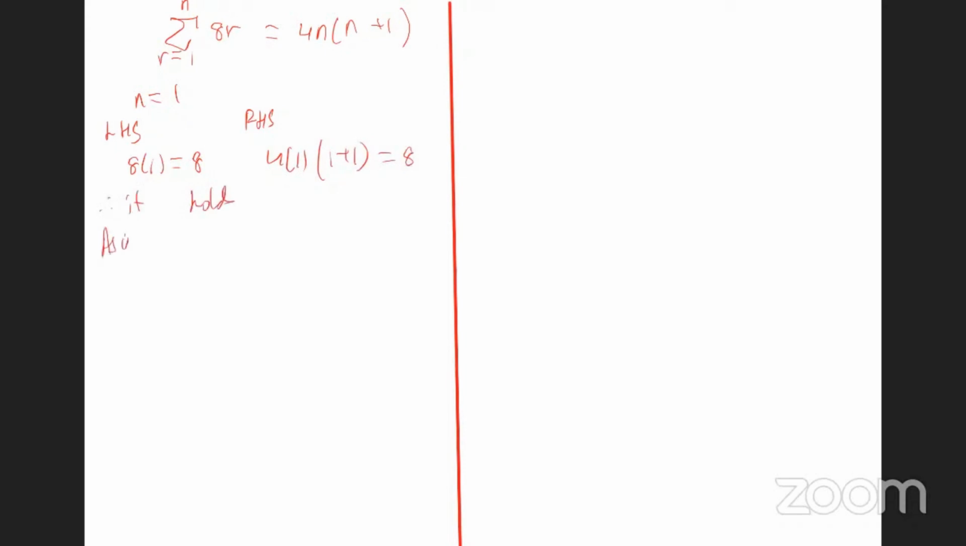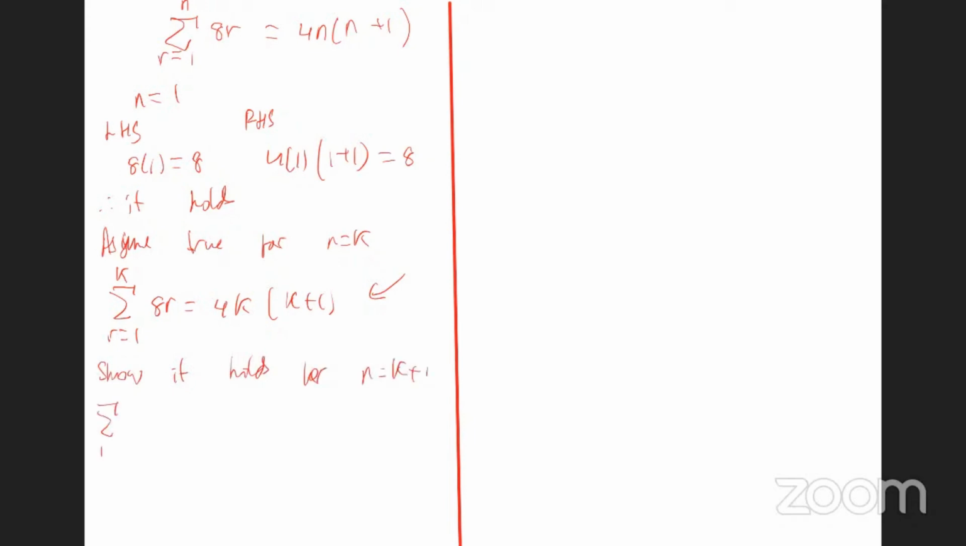Now we want to assume true for n is equal to k. So the summation of r going from 1 to k of 8r is equal to 4k by k plus 1. Right, we're going to use this in the proof, right? Then we have to show it holds for n is equal to k plus 1. So you will have the summation of r going from 1 to k plus 1 of 8r is equal to 4 by k plus 1 by k plus 2.